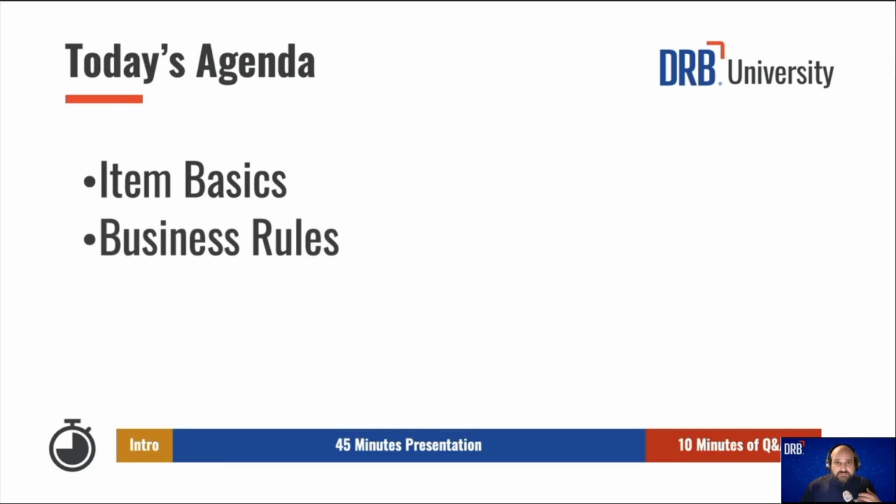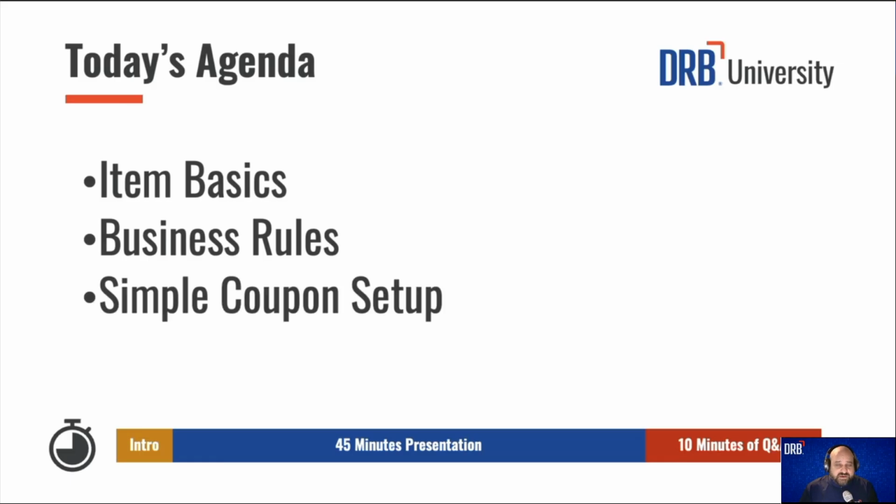So we will talk about the features of the items that cause them to behave in certain ways within transactions. In particular, we'll talk about business rules and how they affect how an item affects other items or checks for other items in a transaction. We're also going to do a very simple demonstration.